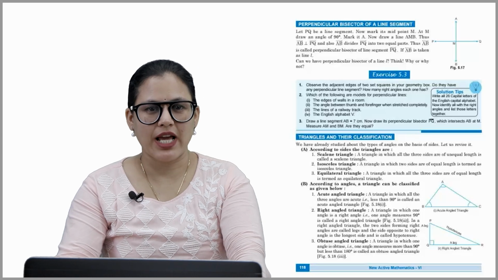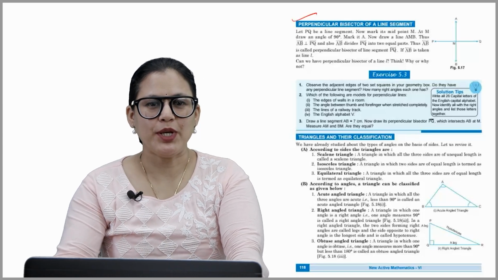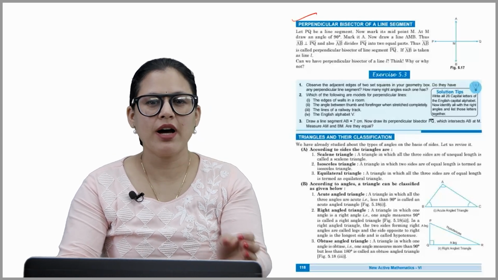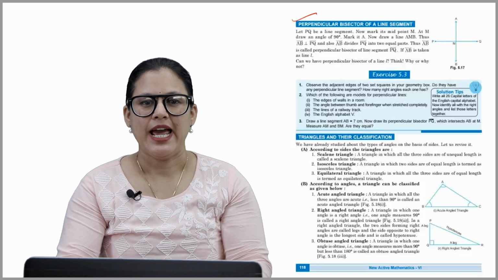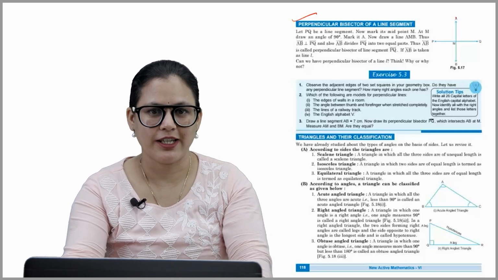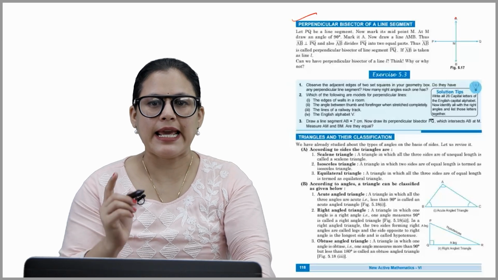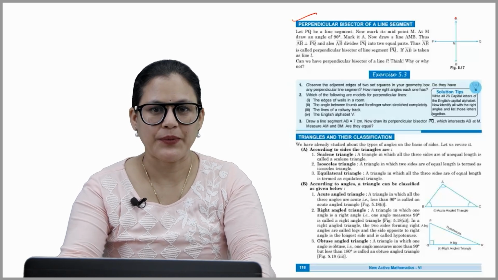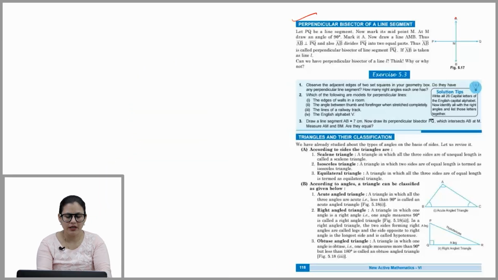Perpendicular bisector of a line segment. Let PQ be a line segment. Now mark its midpoint M. At M, draw an angle of 90 degrees, and mark it A. Now draw a line AMB. Thus AB is perpendicular to PQ.